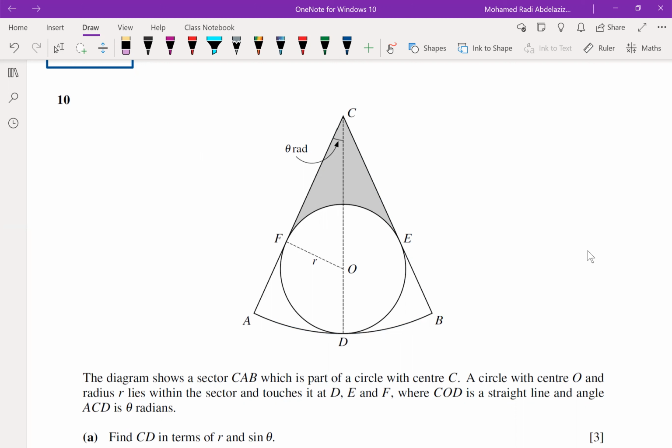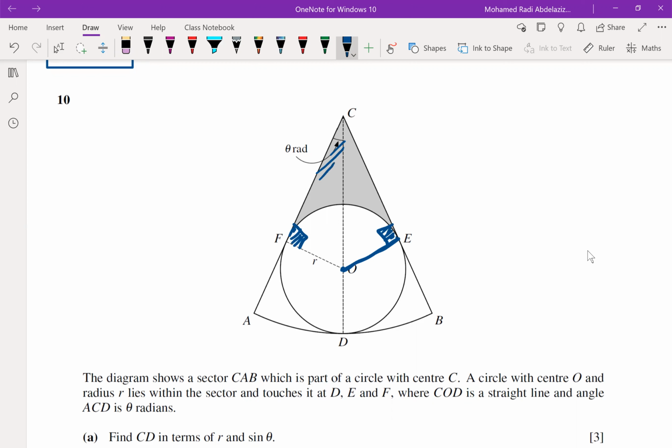A circle with center O. We have another circle, its center is O and the radius is r, which lies within the sector and touches it. Touch means we have a tangent. So tangent and the radius make 90 degrees. If we join OE, same, tangent and radius make 90 degrees.